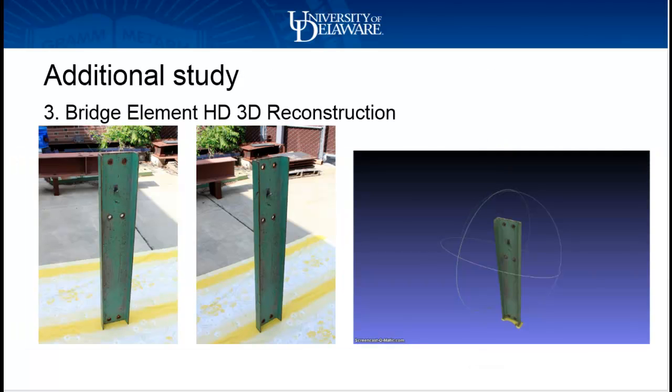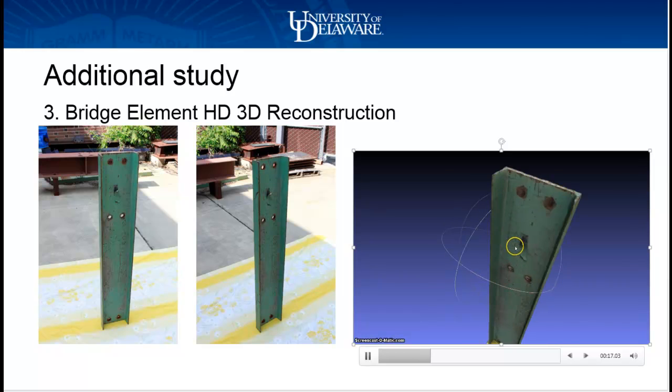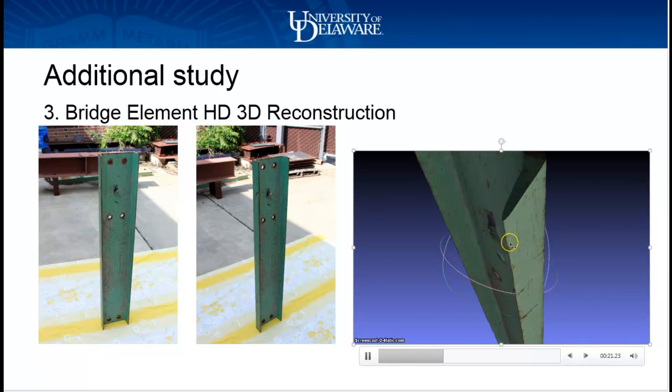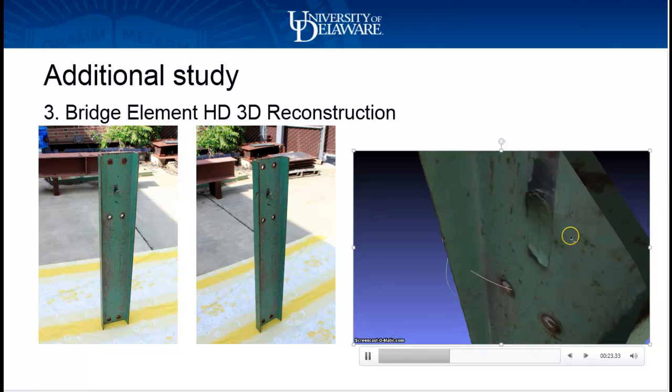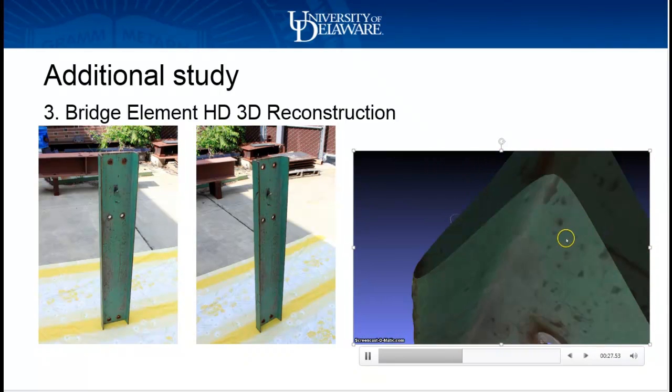In order to improve the quality of the 3D model, we decided to use a high-definition camera with 50 megapixels image density in order to capture high-resolution images. We selected a typical steel bridge element to obtain multiple images and then perform 3D reconstruction on these images. We did not use the drone in the test since the camera was too heavy to fly on it.